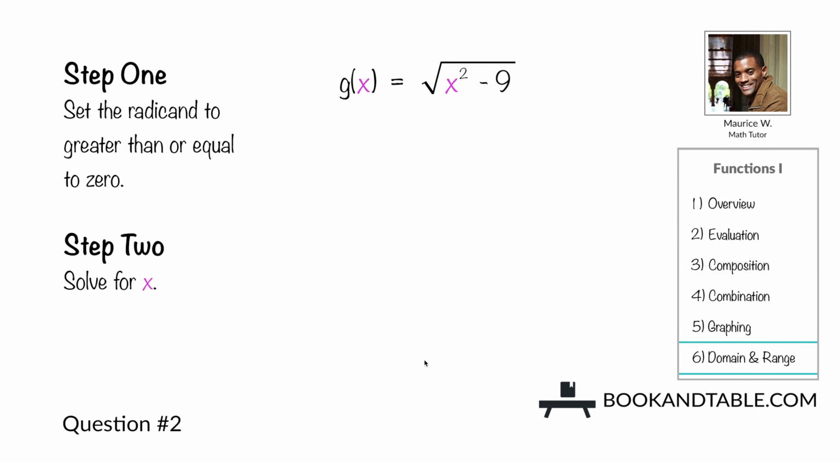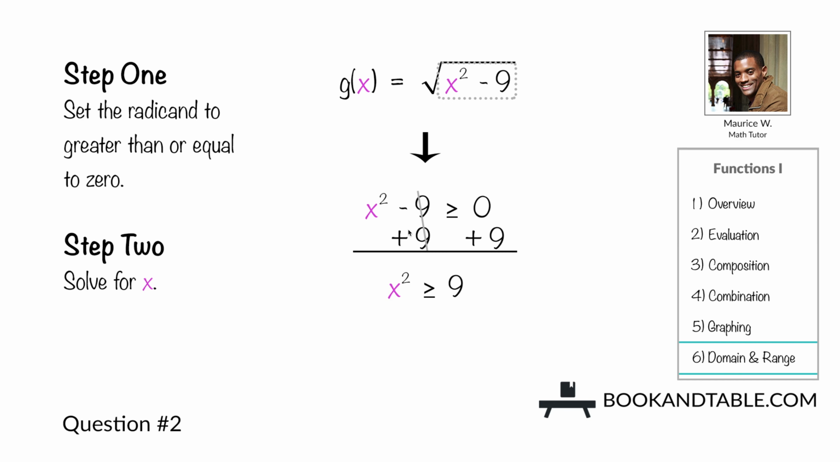Let's now have a look at question number 2. We were given g of x is equal to the square root of x squared minus 9. So step 1, set the radicand to greater than or equal to 0. So we have x squared minus 9 is greater than or equal to 0. And now step 2, solve for x. So we'll begin by adding 9 to both sides, showing us that x squared is greater than or equal to 0 plus 9, which is 9.